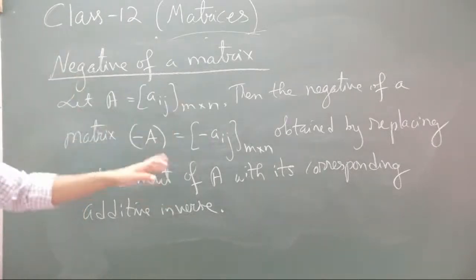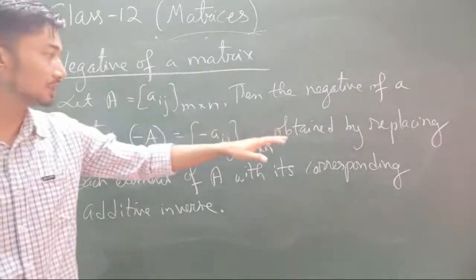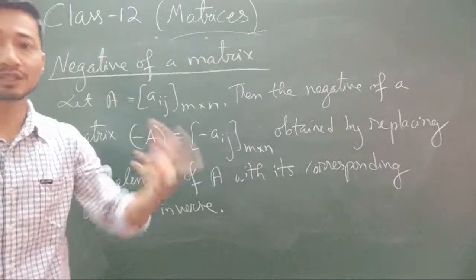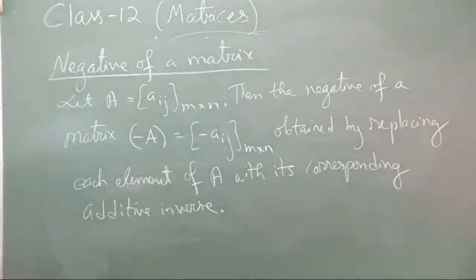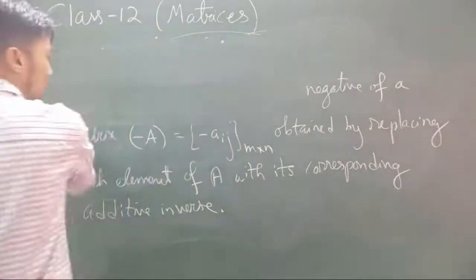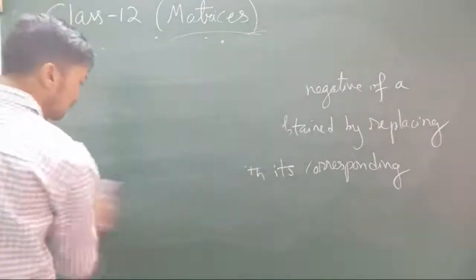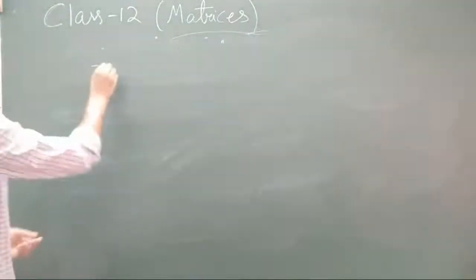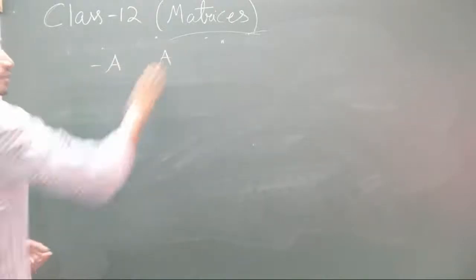What do we mean by that? That would mean that each element of the matrix A will be replaced by its additive inverse. That's what is called a negative of a matrix. Concept is very simple. Negative of a matrix simply means additive inverse. That means sometimes negative of a matrix is also known as the additive inverse of a matrix A.